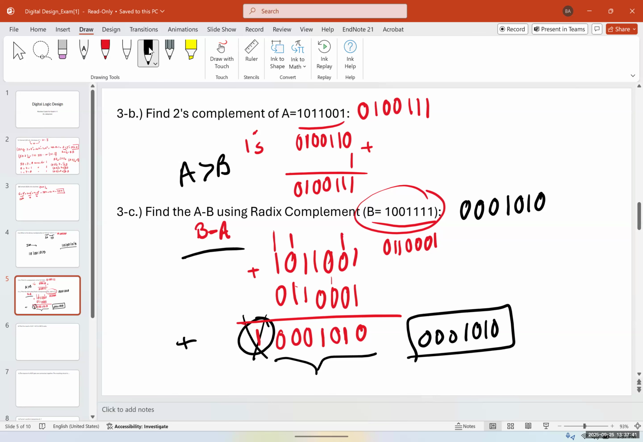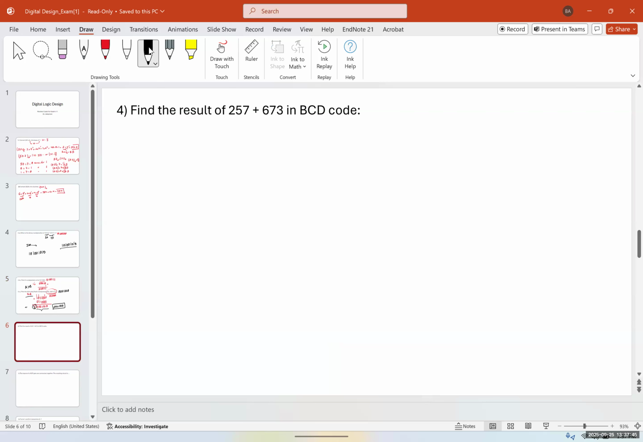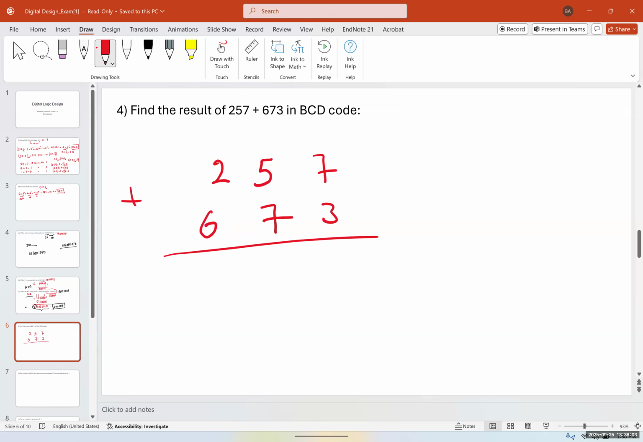Can I go to the next question? Yes. Okay, thank you. So we want to find the results of 257 plus 673 in BCD code. So we want to add 257 to 673, but we want to find it in BCD code.